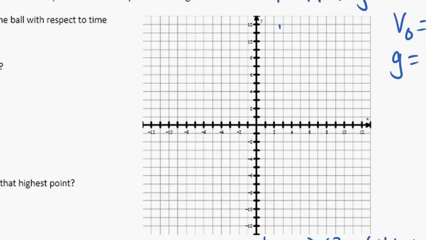And I have 1, 2, 3, 4, 5, 6, 7, 8, 9, 10, 11, 12 spaces. So I'm thinking if I make each one 10, that should be enough. So that means 8 is my 80. And I know my vertex is negative 2, comma 80. So there's my vertex.